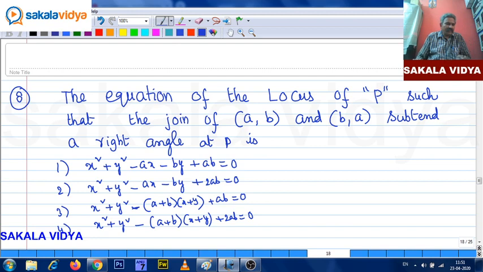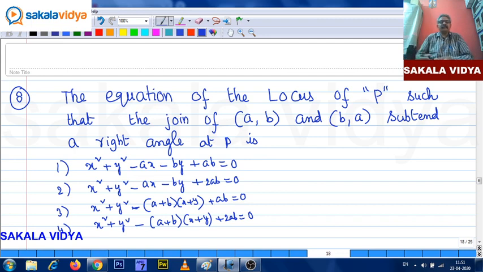Now let us think about this question. This question uses the concept: the equation of the locus of P such that the join of (x1, y1) and (x2, y2) subtend a right angle at P means we need to find the equation of the circle whose extremities of the diameter are (x1, y1) and (x2, y2), that is (x minus x1) into (x minus x2) plus (y minus y1) into (y minus y2) is equal to 0.